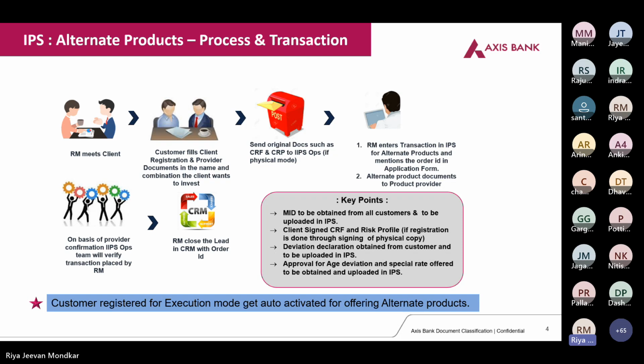If any age deviation approval is taken, if the client is more than 65 years, or in case of a change in the rate or any special declaration rate approval taken, that also you need to upload in IPS. Basically, these are 4-5 important things in the alternate product. Otherwise, the process is the same.